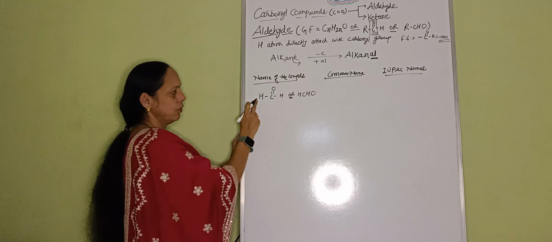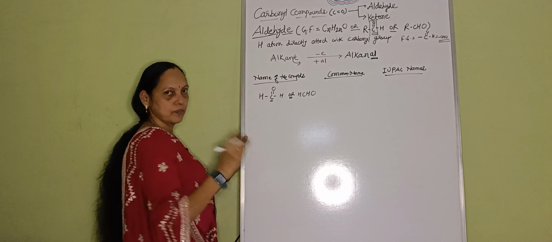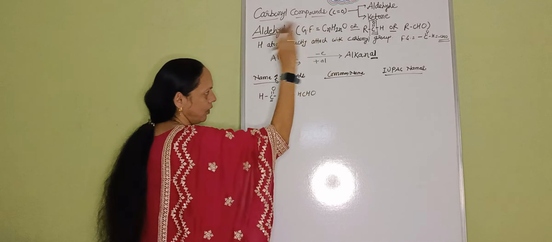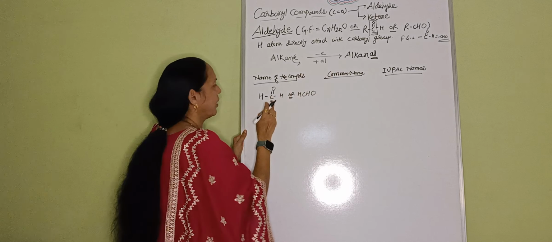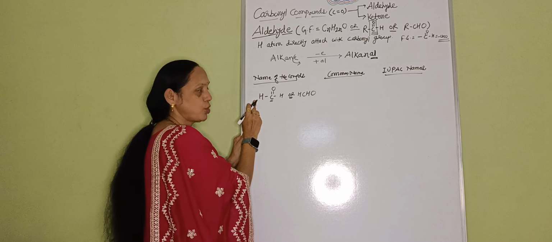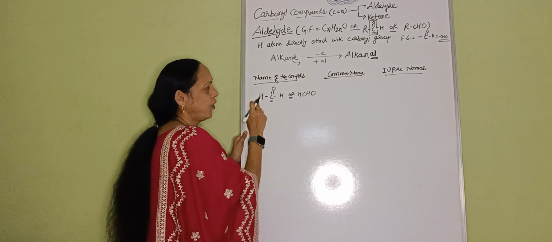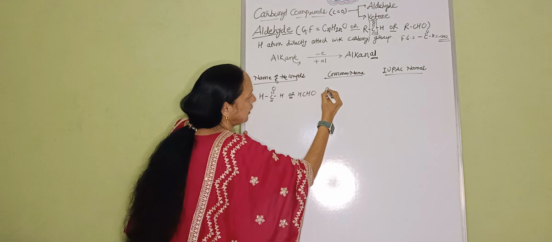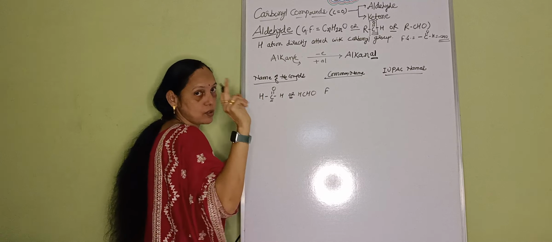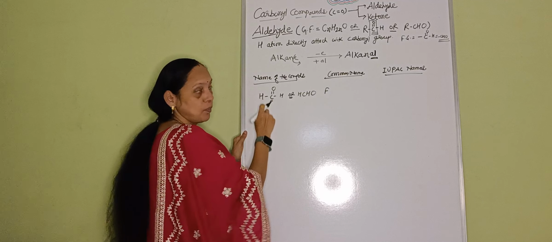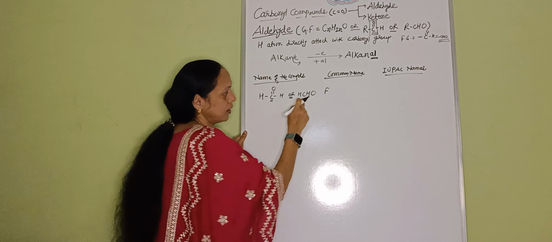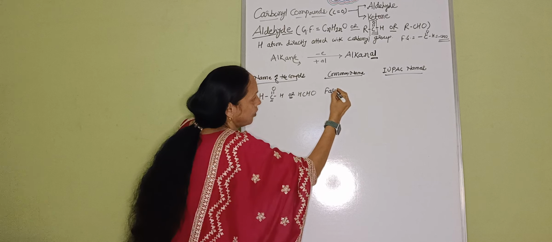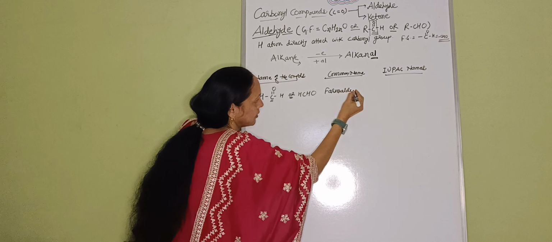HCHO. Now, single carbon. Then what will be single carbon? That we will write down in the IUPAC nomenclature. But commonly, when H is there, this will be the formic compound. In acid we have seen it is called formic acid, HC double bond OH. So here commonly it is called formaldehyde.